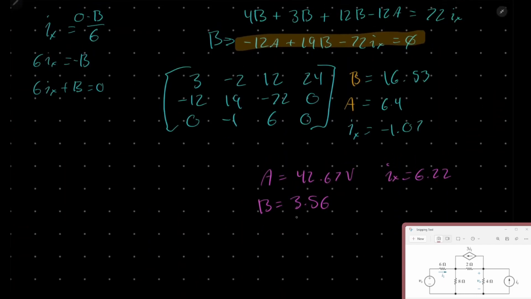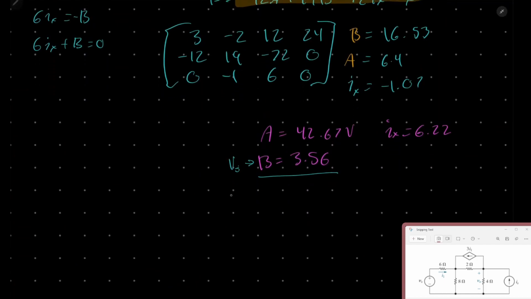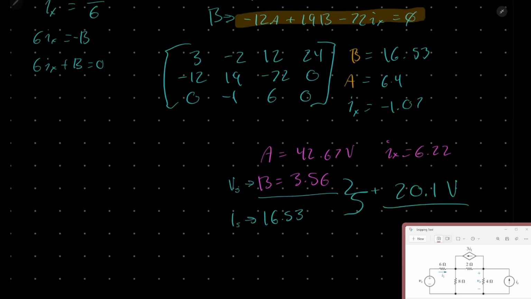So now that we have our B from the voltage source, and then this is our B from the current source, 16.53, if we just add these together, we get 20.1 volts. And that is our answer for this circuit.